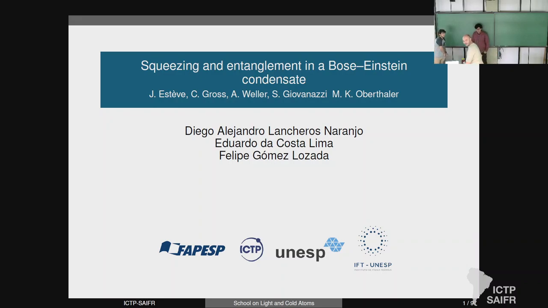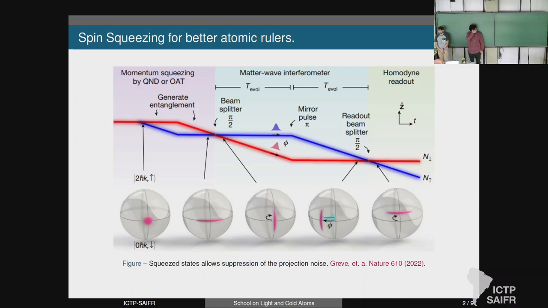Good morning, everyone. Today we're going to present this paper called Squeezing and Entanglement in Bose-Einstein Condensate. To start the motivation, we want to motivate the use of spin squeezed states, and the direct application is atom interferometry. So here we present a scheme of how an atom interferometer is going to work.